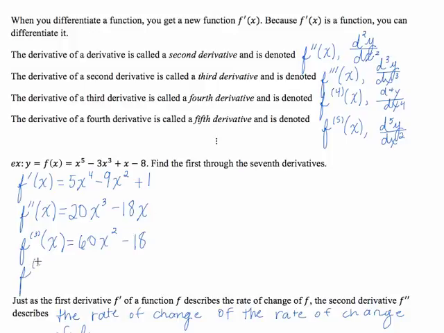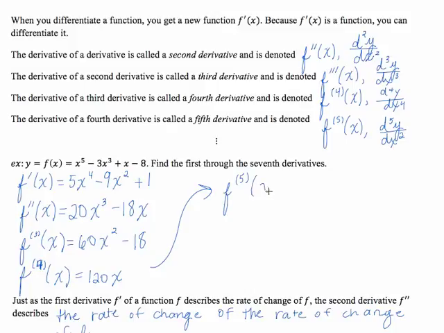And the fourth derivative, I could have put triple prime there, by the way, on third derivative. I just did that by accident there. So 60 times 2 gives us 120x to the first minus the derivative of 18 is 0. Okay, let's do the fifth derivative.